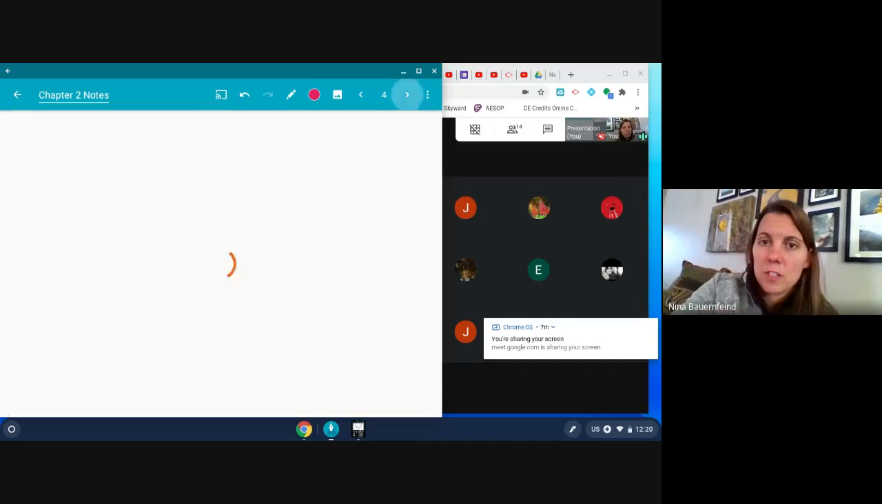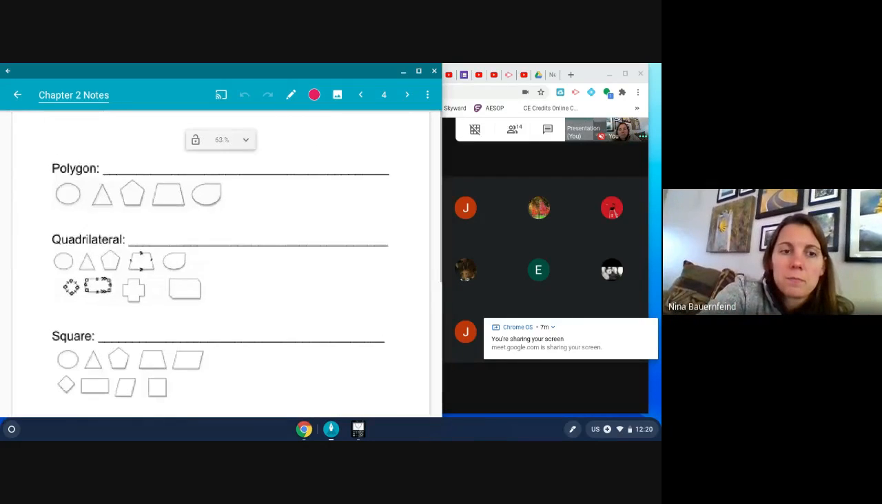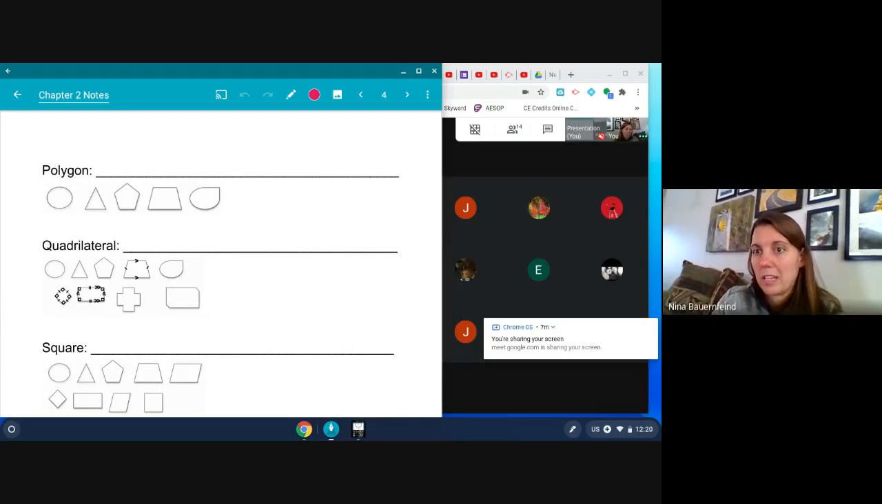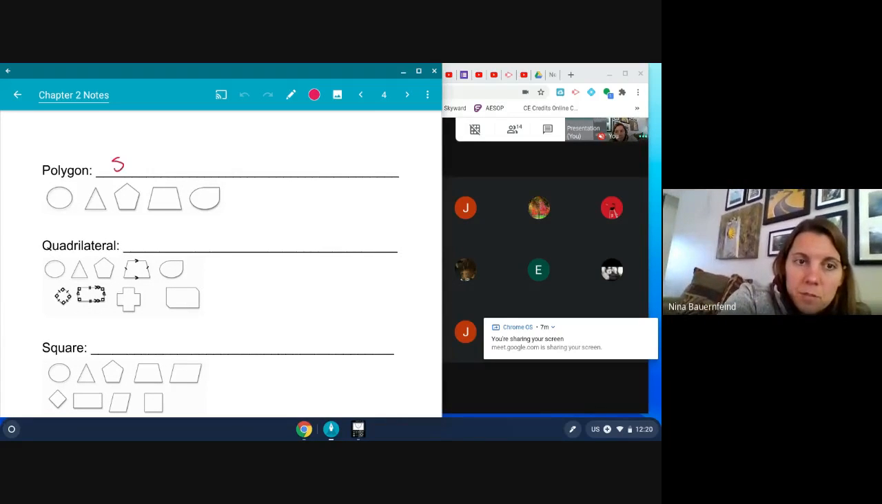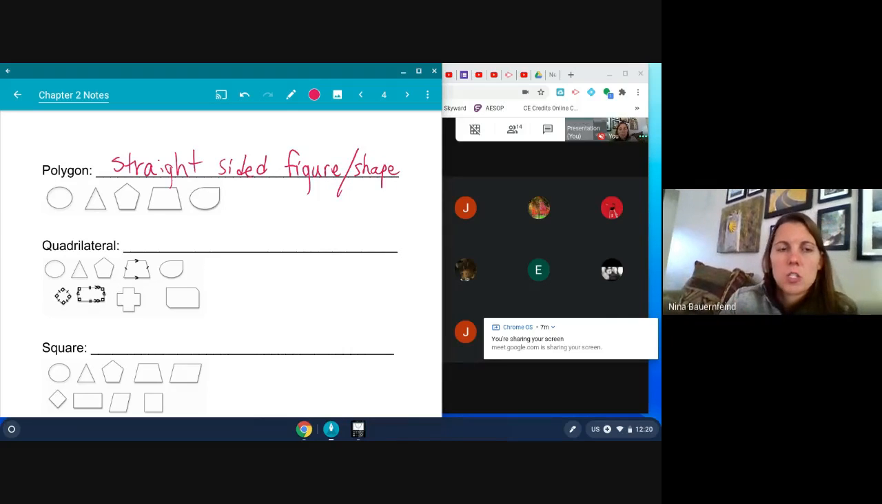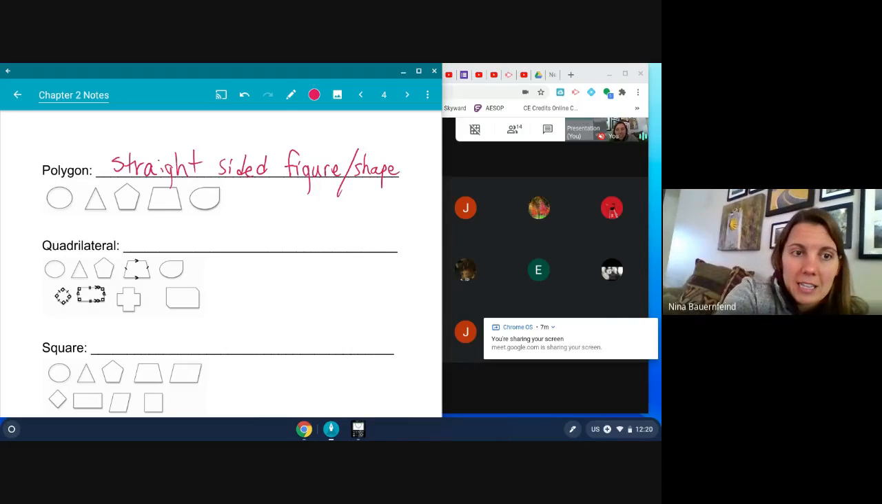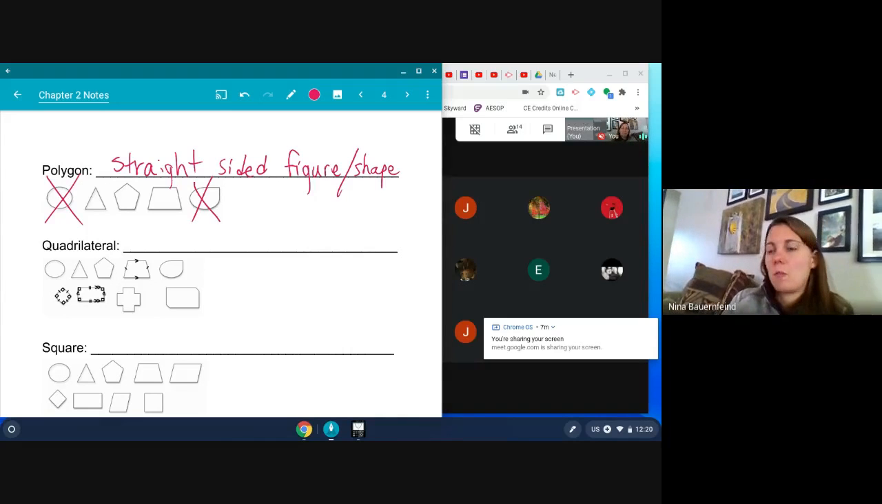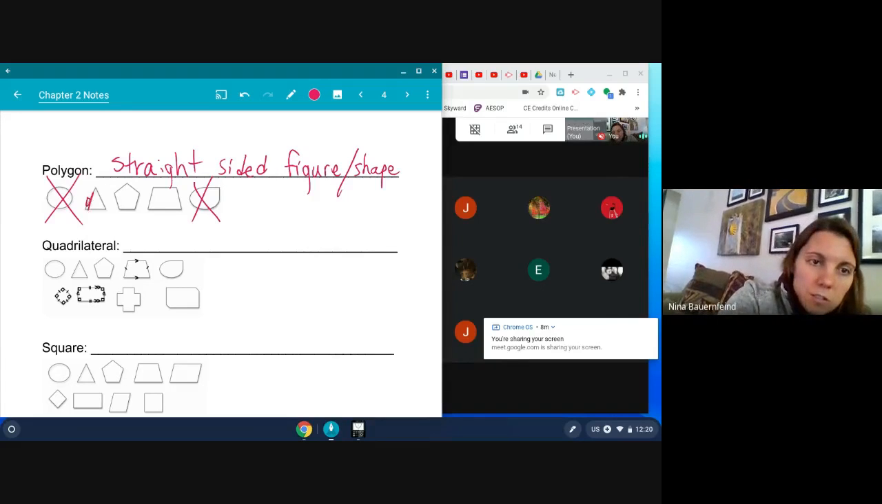So then as we move to this next page, again it's a little bit nicer when we're in class, but a straight-sided figure or shape is a polygon. So things that don't have straight sides, like this one, are not polygons. It has a rounded area to it. It's rounded and smooth, so that's no good. Same with this one. That one does not apply. These other ones, those are good.